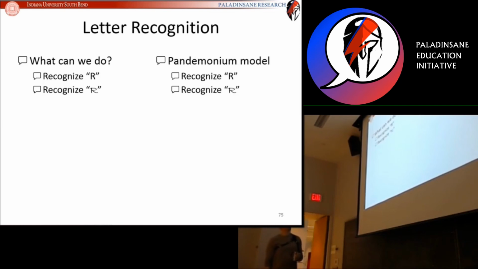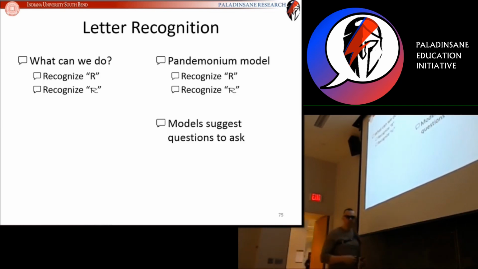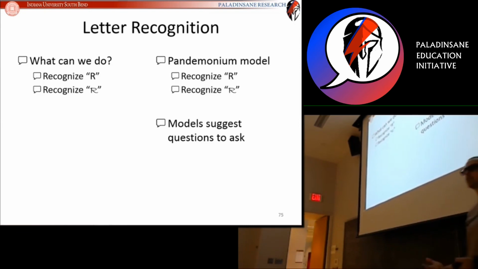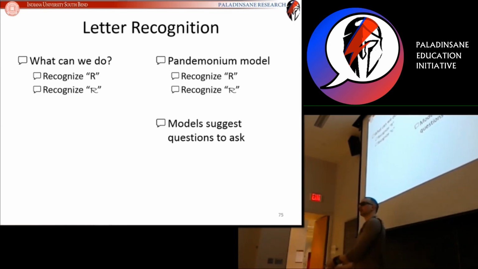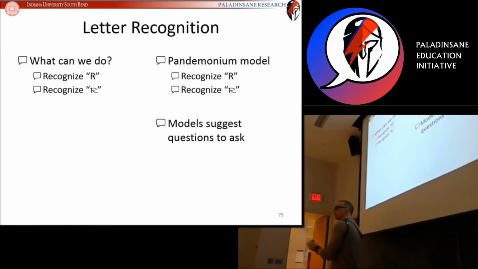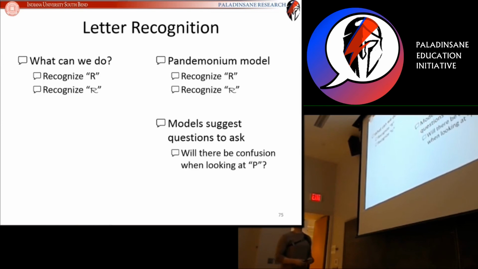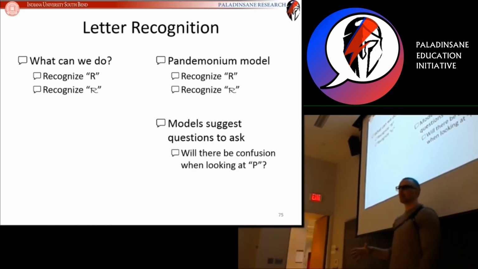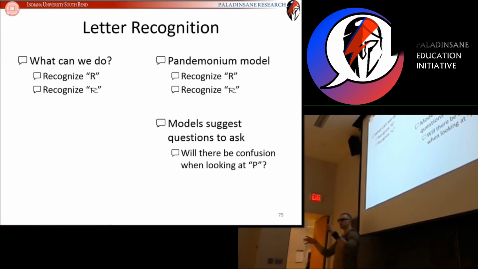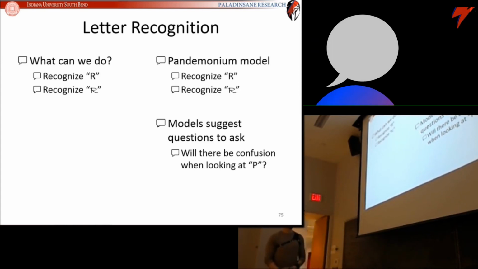All right, so letter recognition. I mentioned before that the models that you work with, they suggest questions that you can ask, right? They suggest things, inquiries, directions for research that you might undertake. That's one of the things that good models will help you do about the mind. So questions that we can ask with our Pandemonium model, and this I'm going to leave as a kind of take-home assignment where we'll take it up in class next time, just to make sure that you know how to navigate the Pandemonium model.